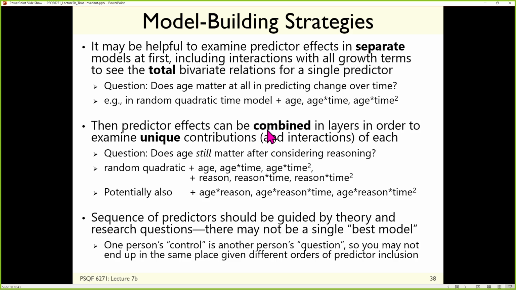At that stage, you can either go by variable or you could go by random variance to be explained in terms of adding things in sequentially. So by variable would be something like adding in the three effects of age at the same time. I'm going to let age predict the intercept, predict the linear slope, predict the quadratic slope, something like that. Or I could do something like I'm going to have age and reasoning predict just the intercept. Then I'm going to have age and reasoning predict just the linear slope.